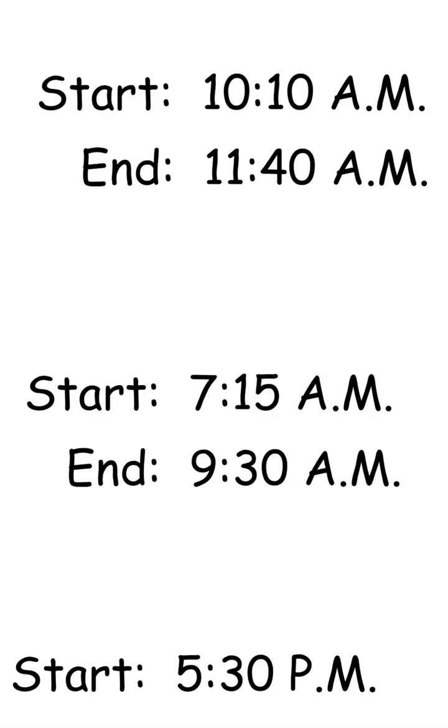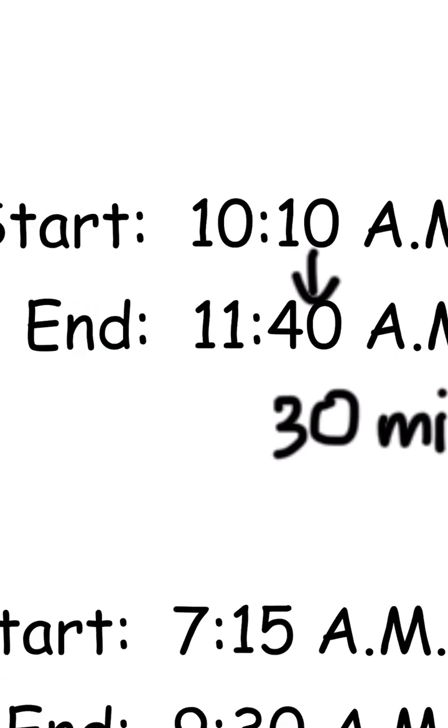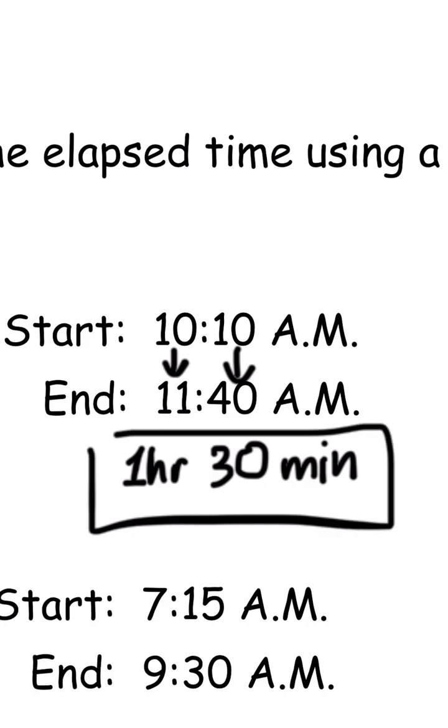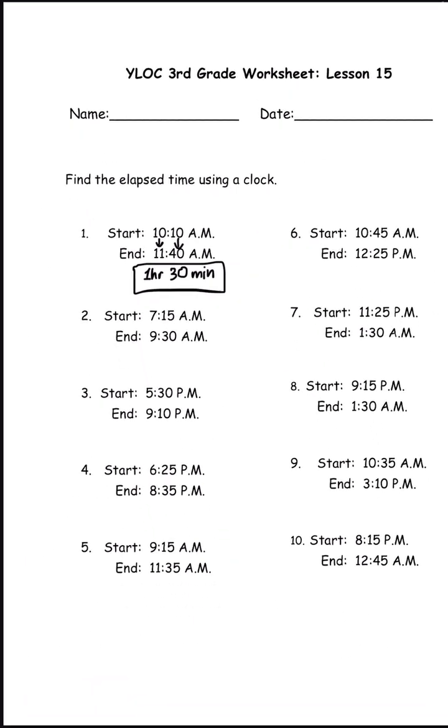So we need to first look at the minutes. It became 10 to 40. So 40 minus 10 is 30. So 30 minutes. And now 10 became 11. So 11 minus 10 is 1. Therefore, 1 hour and 30 minutes have elapsed for number 1.